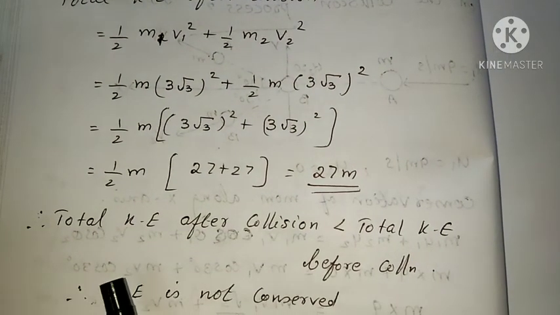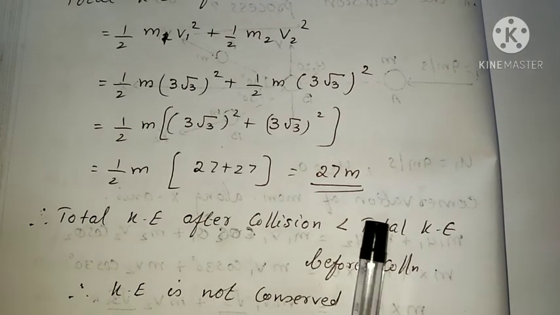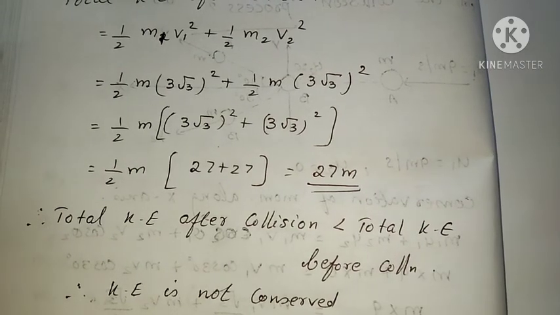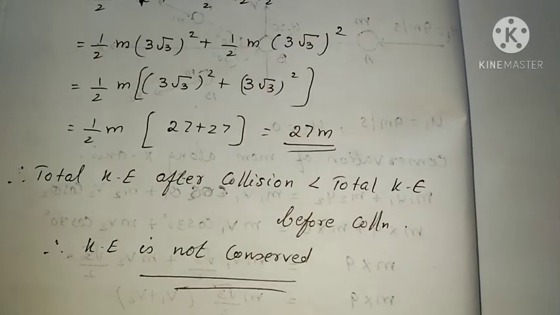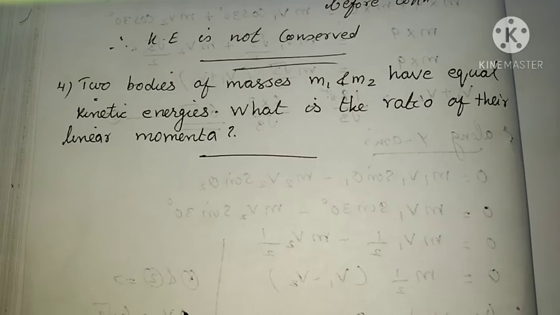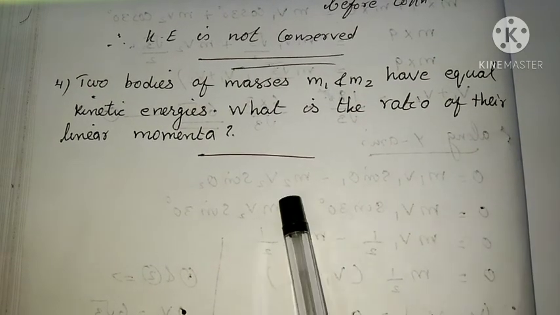So, from this we can find out that the total kinetic energy after collision is less than the total kinetic energy before collision. Therefore, we can confirm that kinetic energy is not conserved in this collision process. Clear? Fourth question: two bodies of masses m1 and m2 have equal kinetic energies.